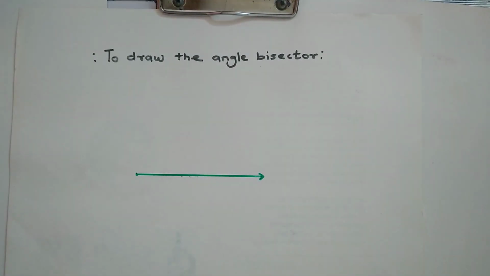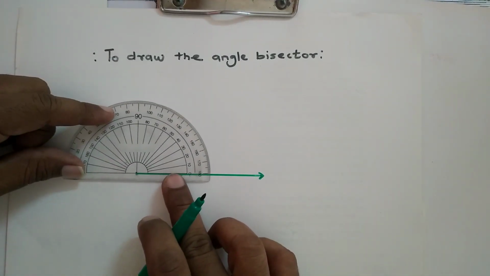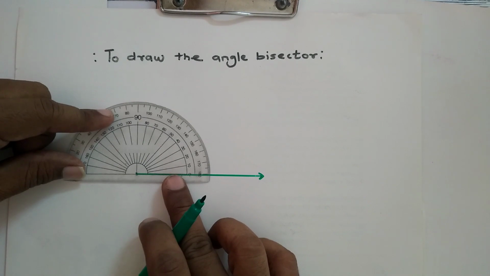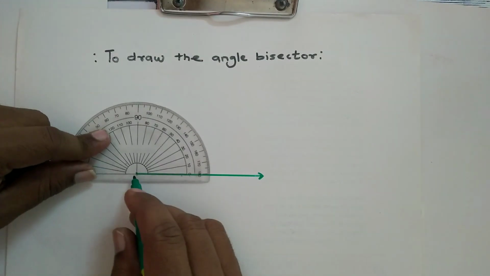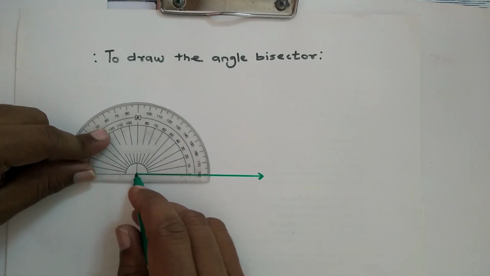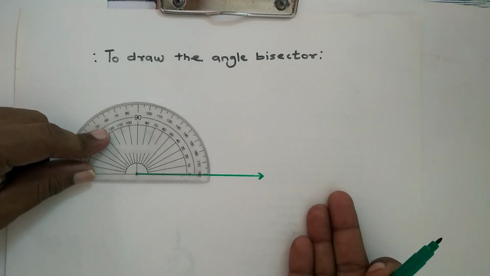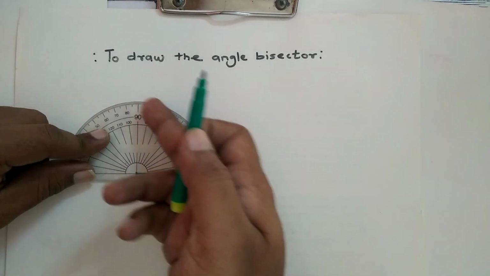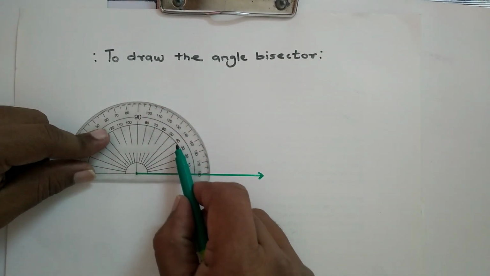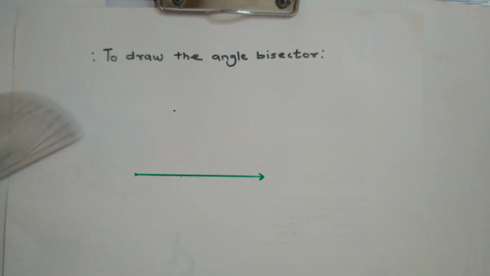then I will draw the angle of given measure. Suppose that here the measure of the angle is 60, then we should place this point of the protractor at the vertex, and then start as the arrow is on the right hand side, we will go on measuring the angle from right side. So this is 0, 10, 20, 30, 40, 50 and 60. So this is the angle of measure 60 degrees.